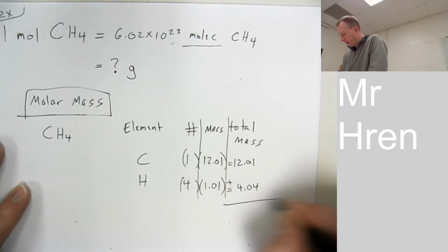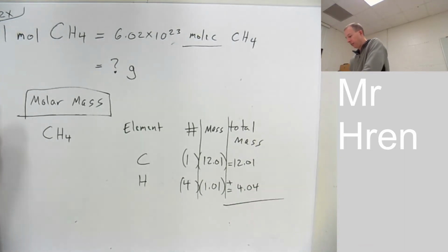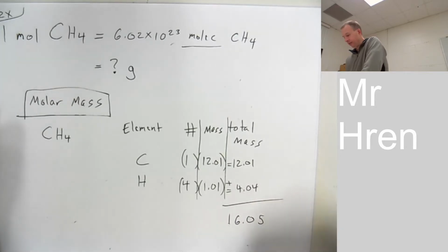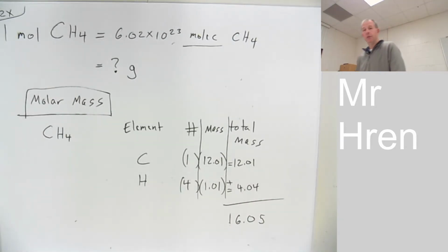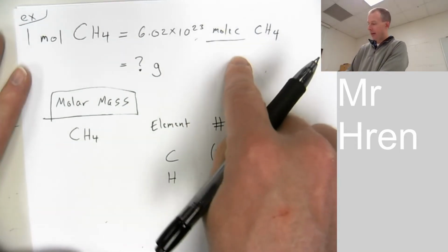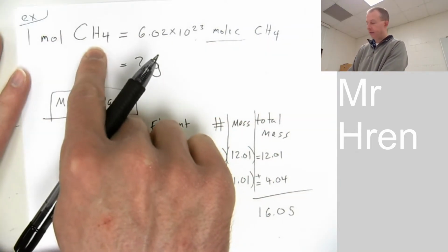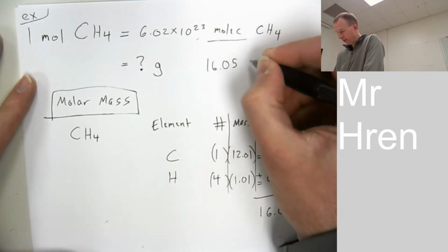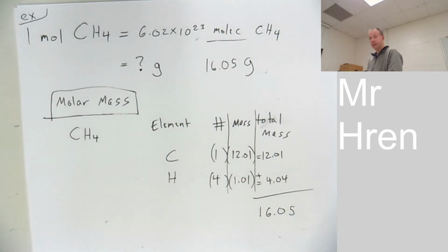Then you're going to add them up for a grand total final mass of 16.05. So what is the molar mass? What is the mass of 1 mole of CH4? It is 16.05 grams. All right.